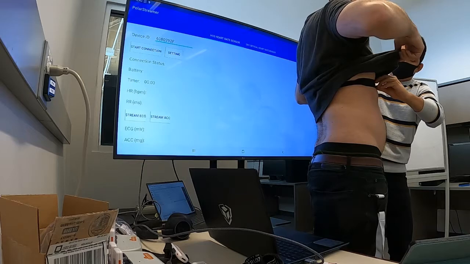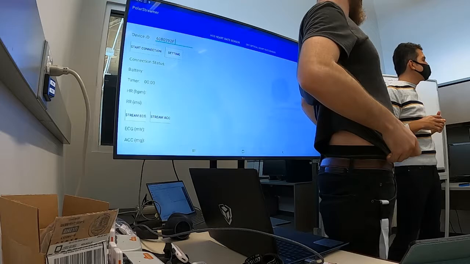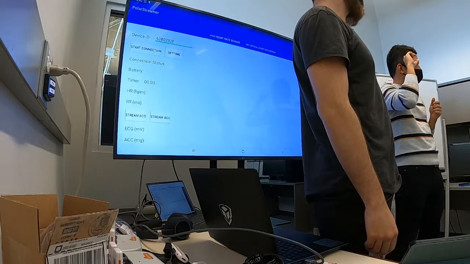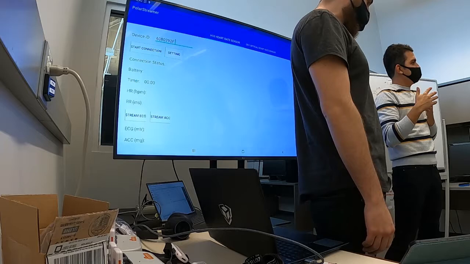You will see that based on the position, the ECG will change. If you put it a little bit down, the R peaks, which are the ones that you need to be super clear, the amplitude will vary. That means that when computing the R peaks, the algorithm will have more difficult times. So we will see what works.